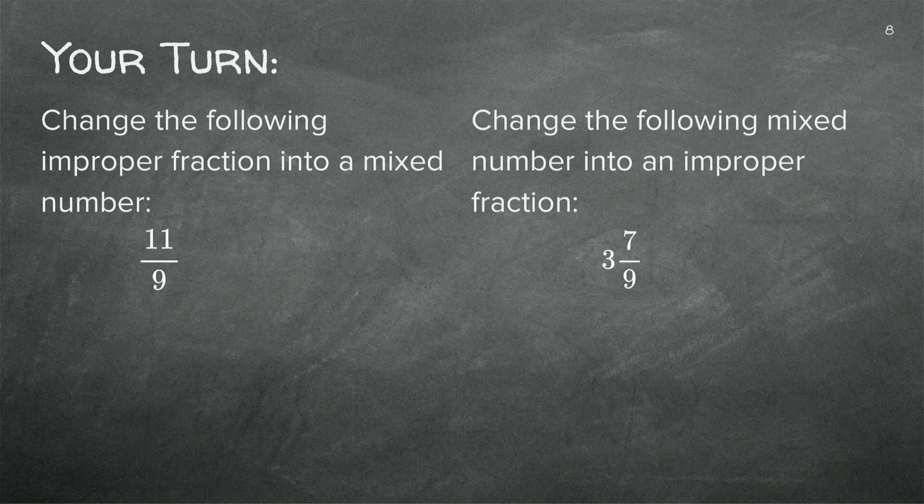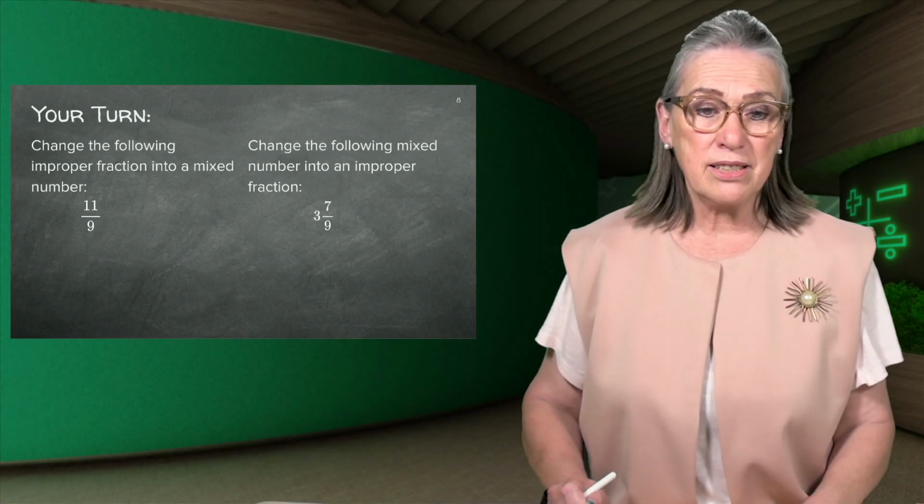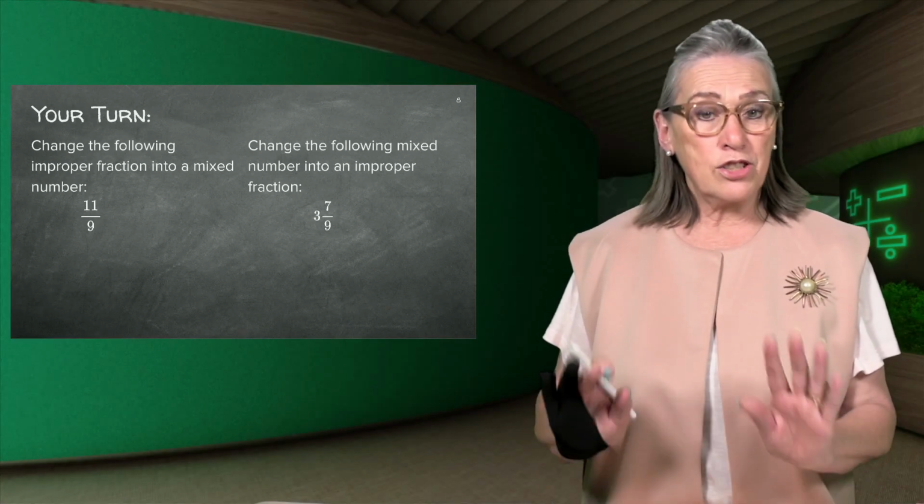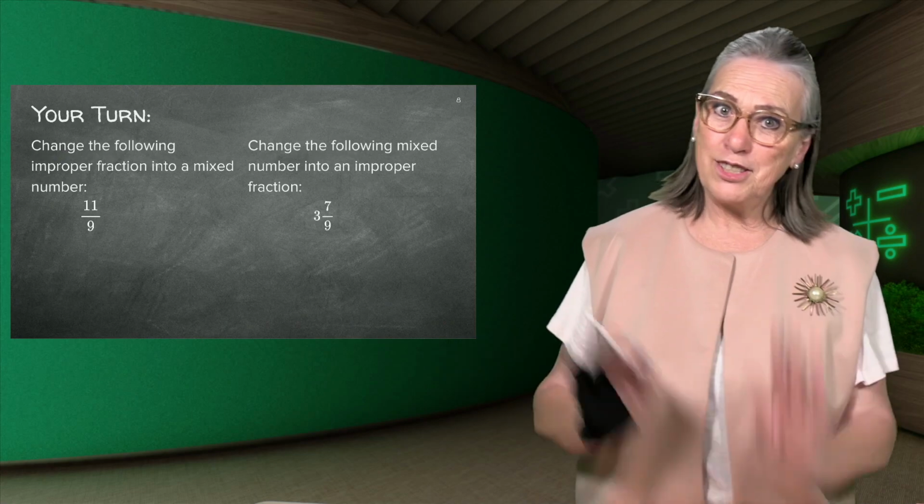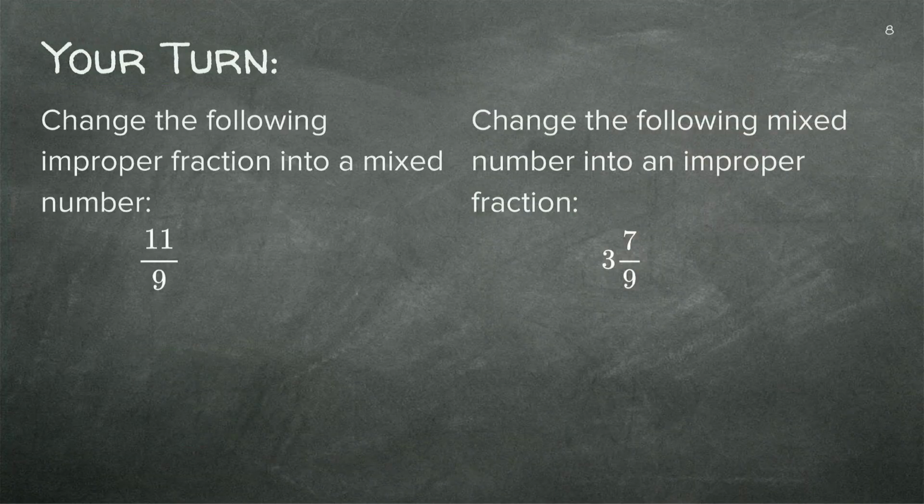Okay, now it's your turn to change the following improper fractions into a mixed number. Stop, do it, and I'll see you on the other side. Right. Okay, so 11 over 9. If we have to change this into a mixed number.